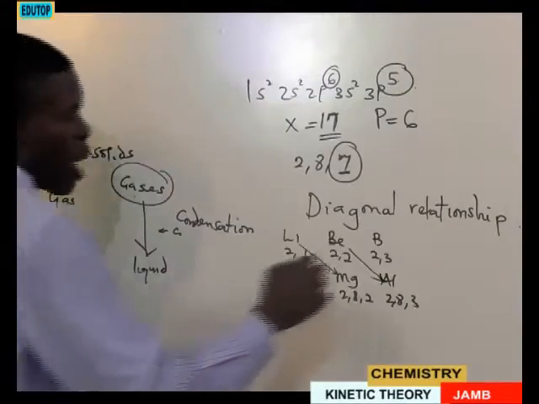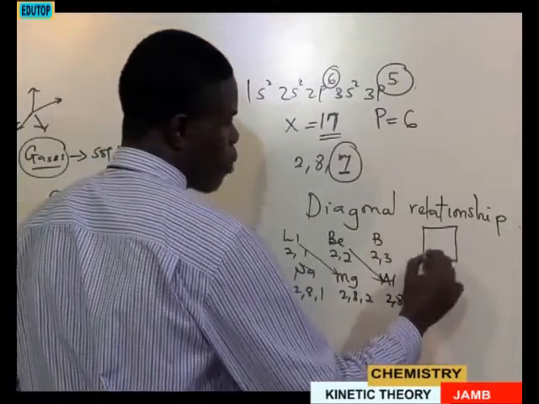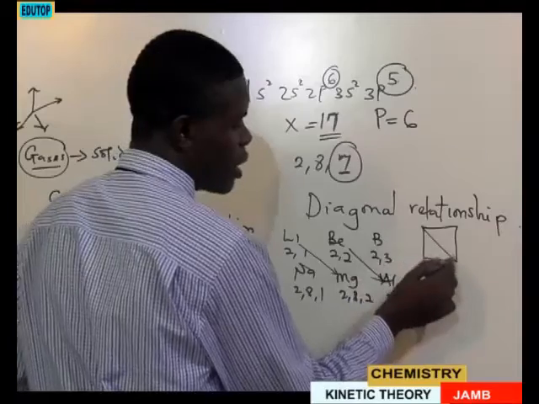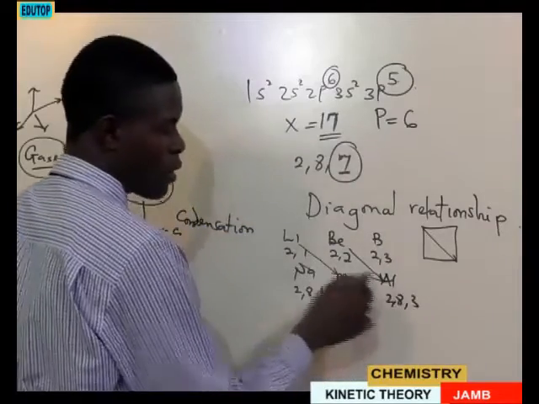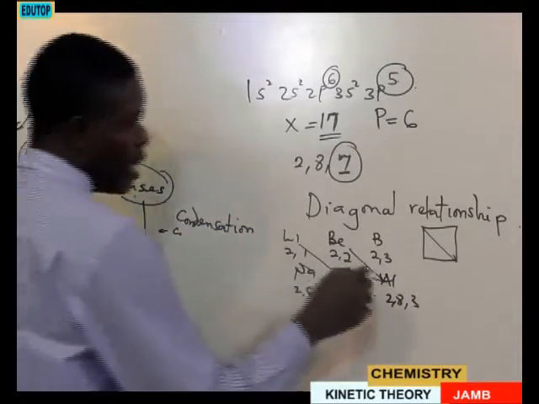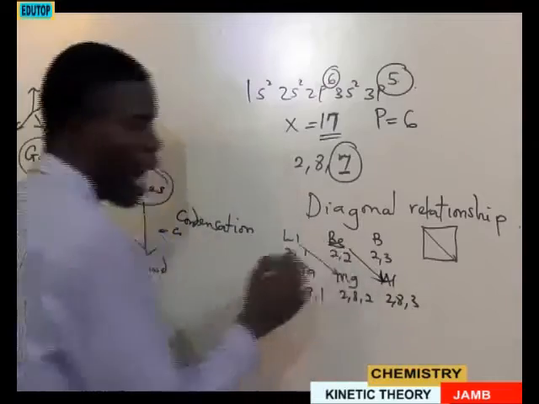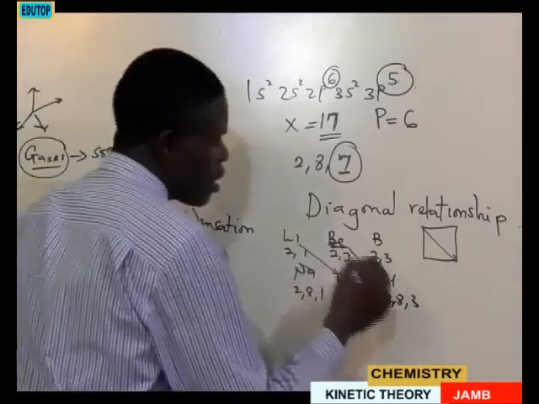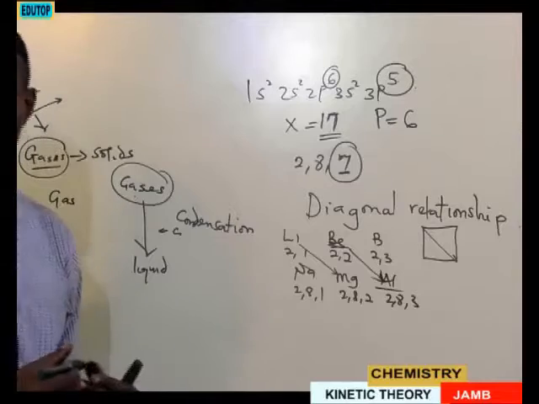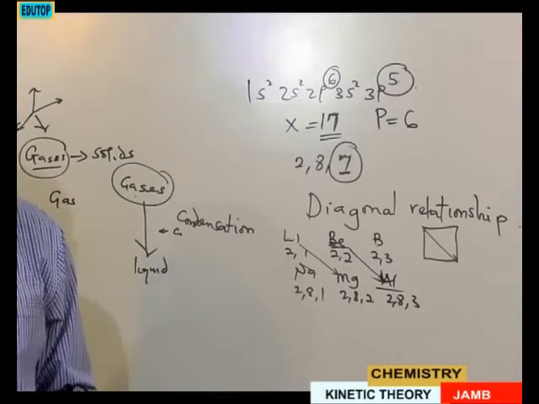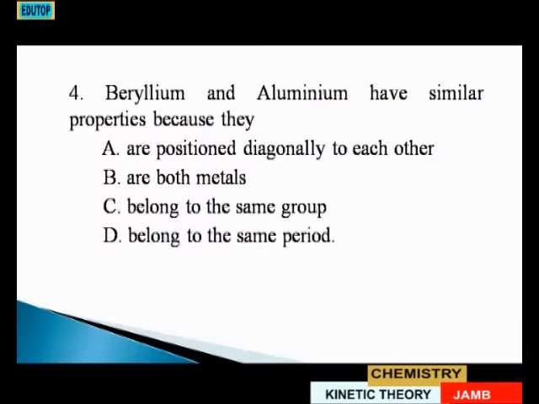What do you mean by a diagonal? When you have a rectangle, for example, or a square, this is the diagonal. And you can see the way the arrow is. So that's to show that it is diagonal. So beryllium, according to the question, is related to aluminium. So they now said they have similar properties because they are positioned diagonally to each other.